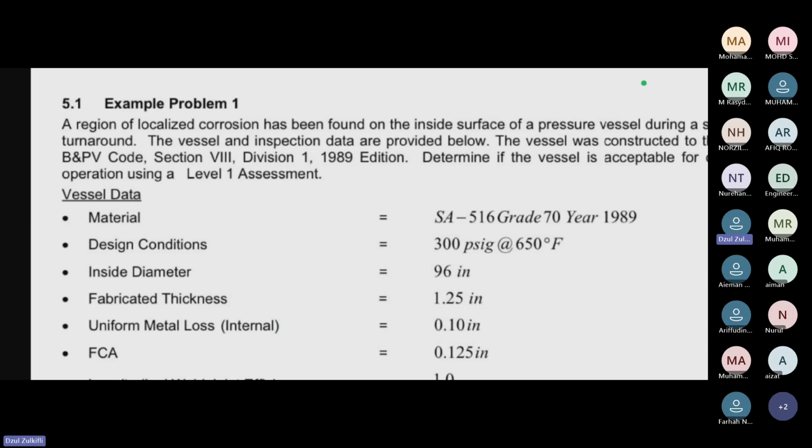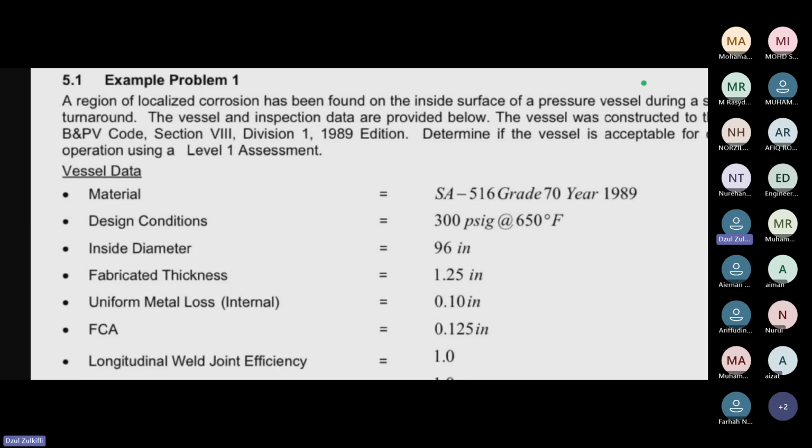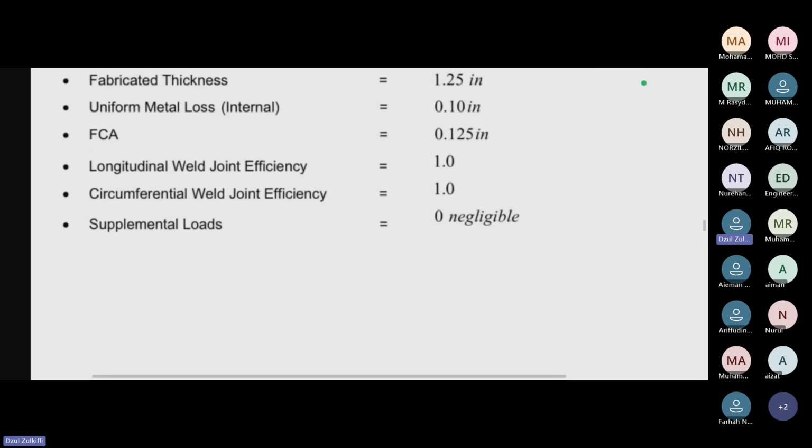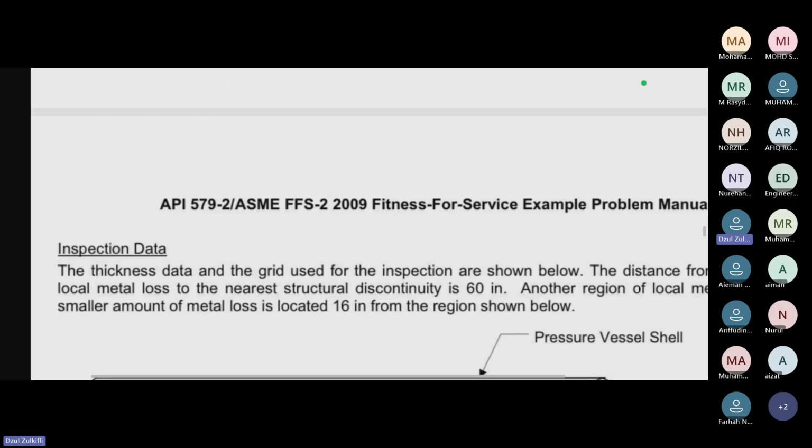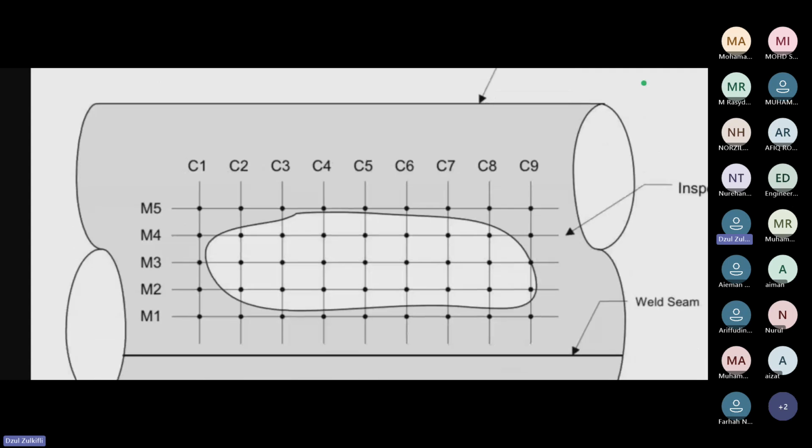Okay, let's proceed to part 5. So, part 5 data requirement is the same as part 4. Here it says supplemental loads negligible. Sorry, I was trying to find this, supplemental load when we talked about wind and weight just now. Sorry. Okay, the data requirement is the same. We still have the grid.